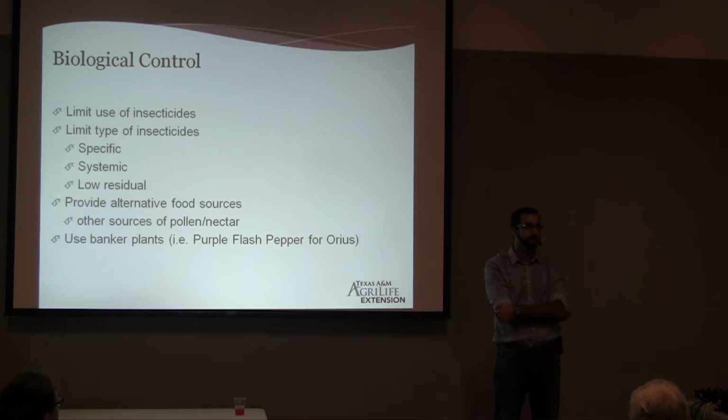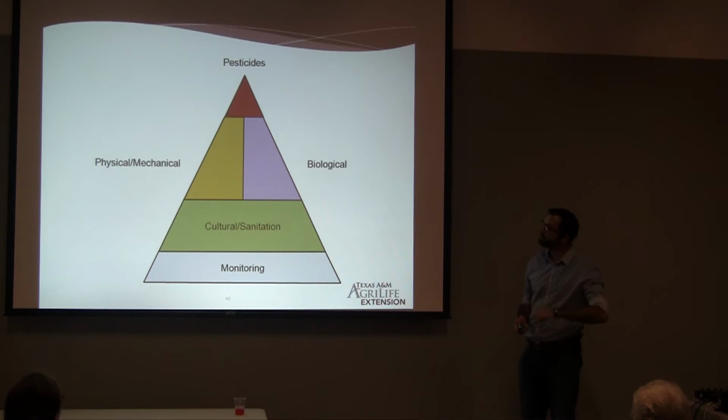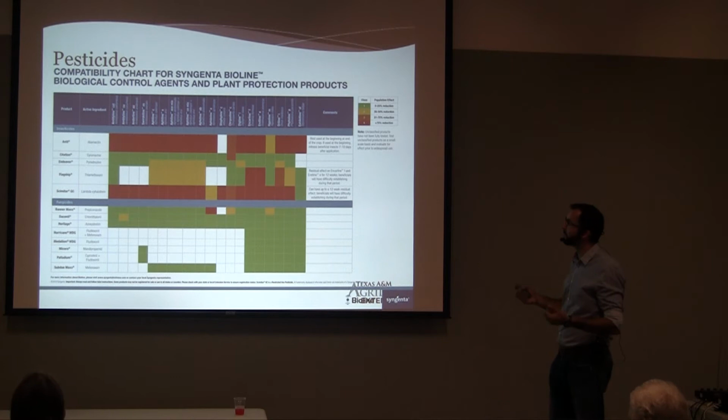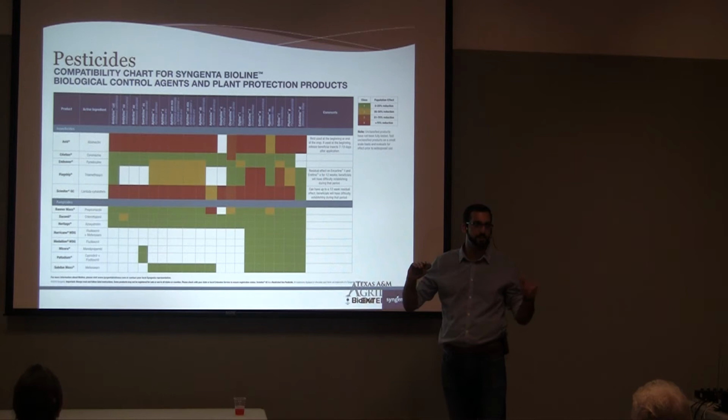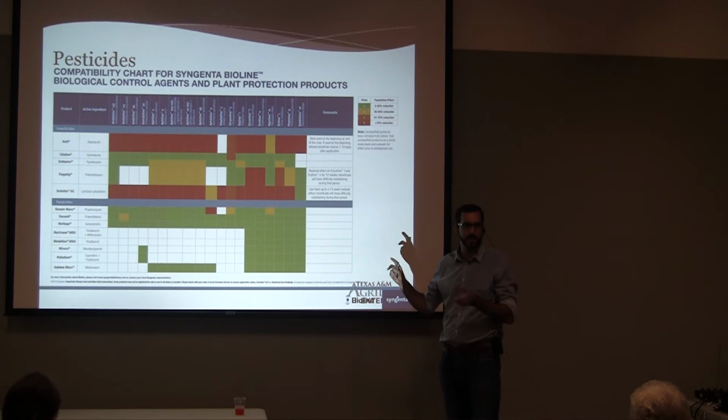All right, so the last one, here we go, is pesticides. First things first, here is a horrible chart that you can't really see. What's happening here is there's a number of insecticides, and these are all the names of different beneficial insects. I'm not telling you to read this, just know that it exists. This is from Syngenta Bioline, not Syngenta anymore, another company bought them, but they produce a lot of beneficial insects.